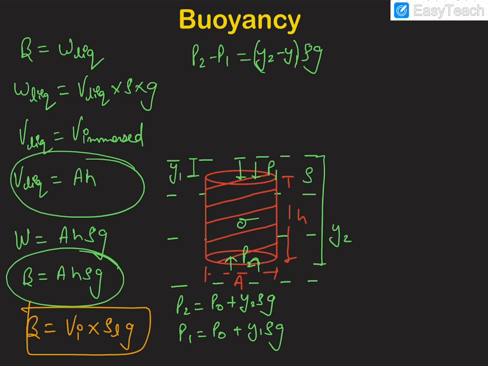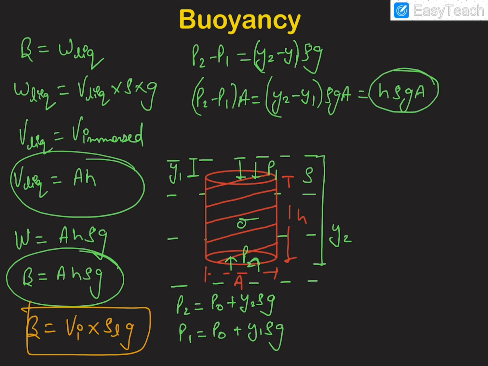And we can say that the force developed due to this pressure difference will be (P2 minus P1) into area, and it would be (y2 minus y1) into rho g A, and y2 minus y1 is h, so it is h rho g A.